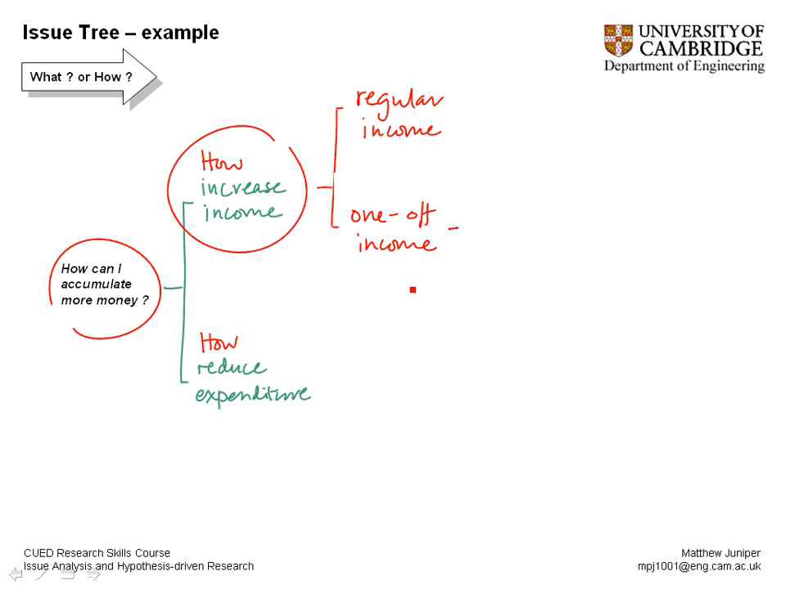The question is now, it's a little bit smaller than the bigger question we had at the beginning. The question is, how can I increase my one-off income? And again you can divide this up into 2, 3 or 4 little strands. Perhaps another strand might be to think of legal ways you could increase your one-off income and illegal ways. Again, what we find is that those 2 things are independent and complete. I can't think of anything that isn't either legal or illegal.